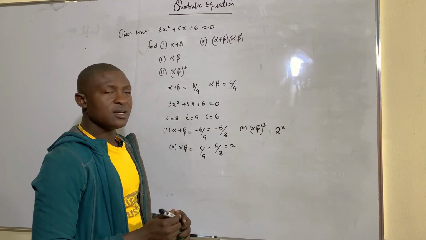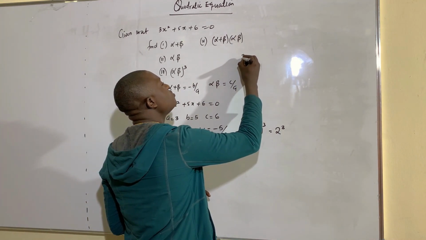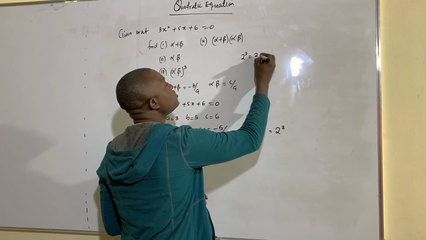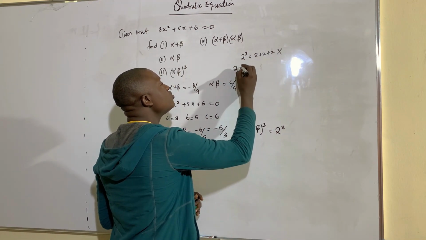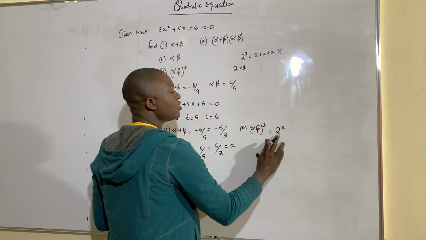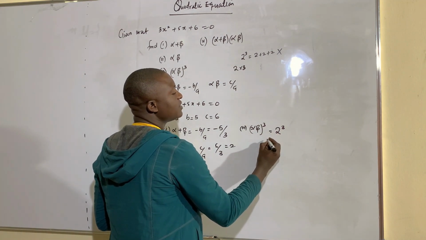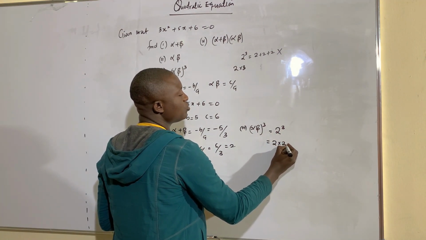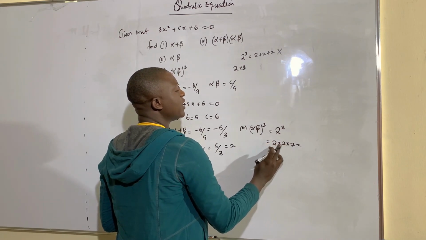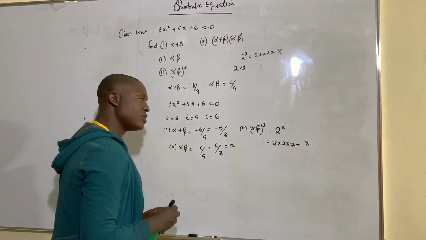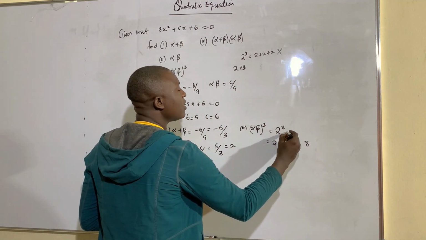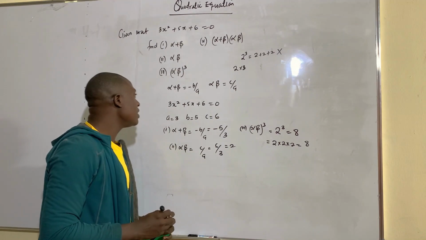Can we say 6? No, because if I have 2 cube, it's not 2 plus 2 plus 2. As well, it's not 2 times 3. 2 cube simply means we have to multiply 2 three times. That is 2 times 2 times 2. So 2 times 2, we are going to have 4. 4 times 2, we are going to have 8. So that means our alpha beta all cube is going to be equal to 8.